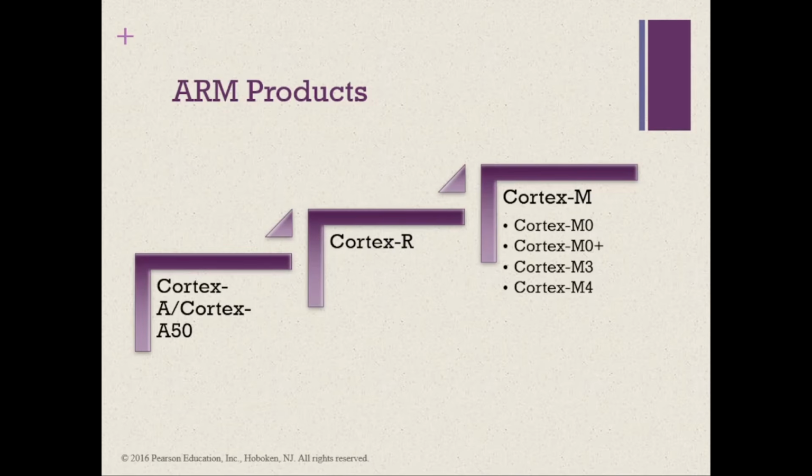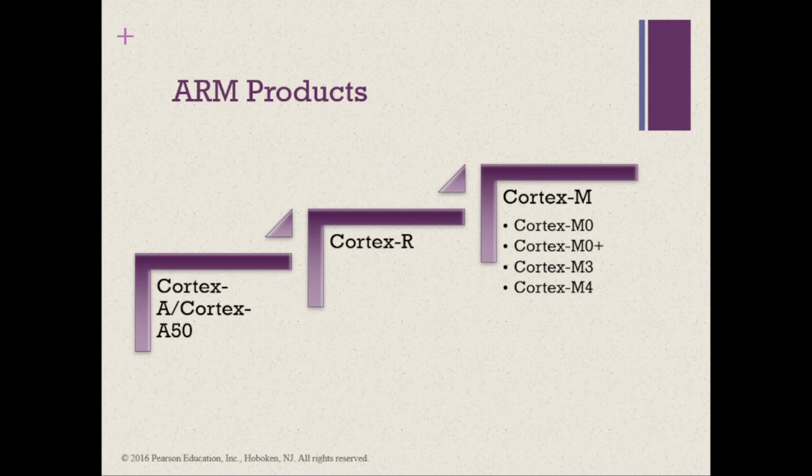So next, we have the ARM products. ARM Holdings licenses a number of specialized microprocessors and related technologies, but the bulk of their product line is the Cortex family of microprocessor architectures. There are three Cortex architectures, conveniently labeled with the initials A, R, and M.